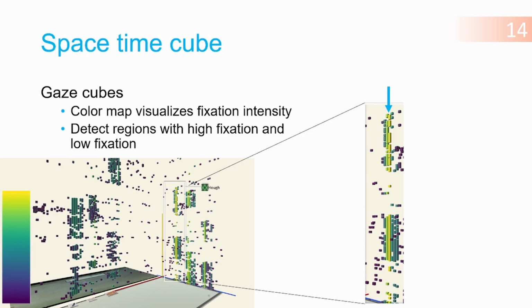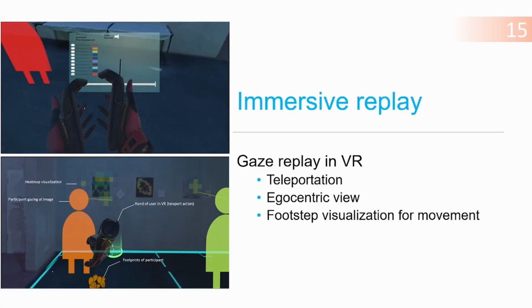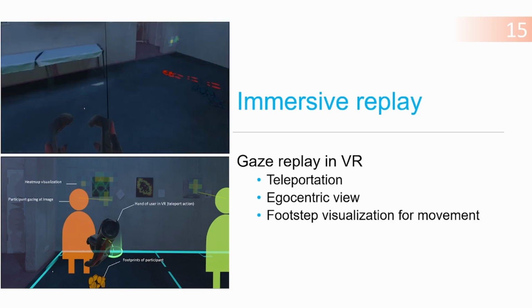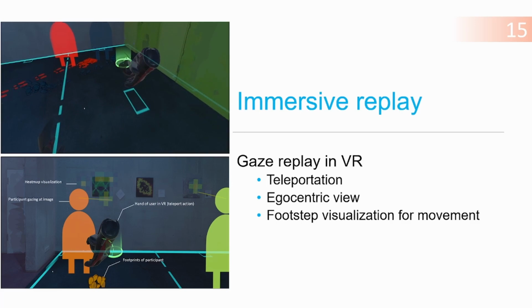The fixation intensity looks at the number of fixations in each grid cell on the xz plane and colors all the gaze cubes stacked over these cell locations accordingly. Here you can see, for example, a cell that received the highest number of fixations, while here you can see a cell that received a rather low amount of fixations. In the immersive view, we visualized the gaze replay in VR, allowing the users to view the environment from the perspective of the participants.